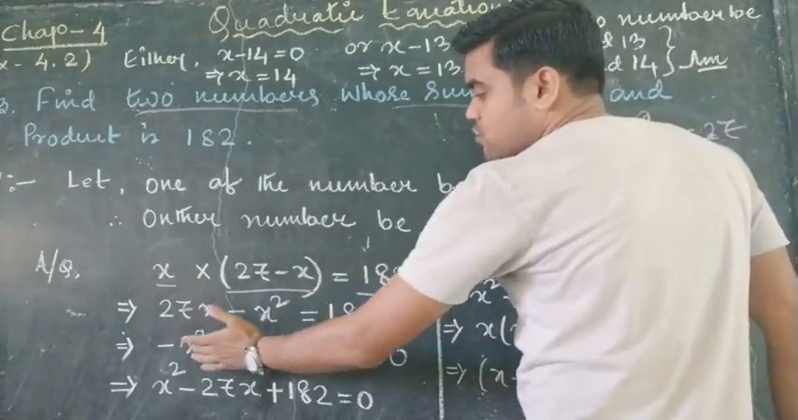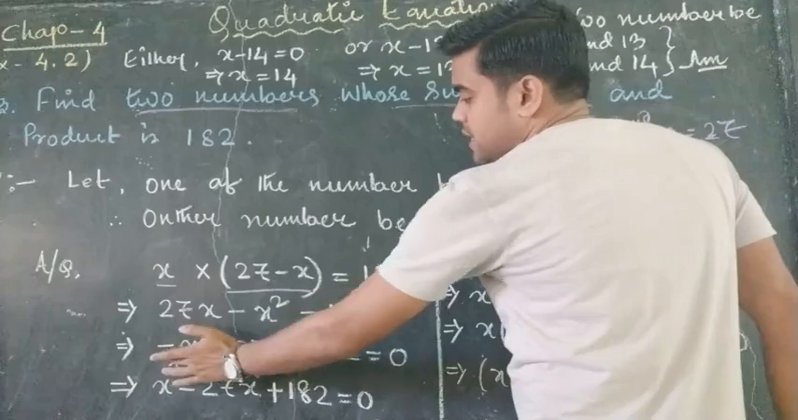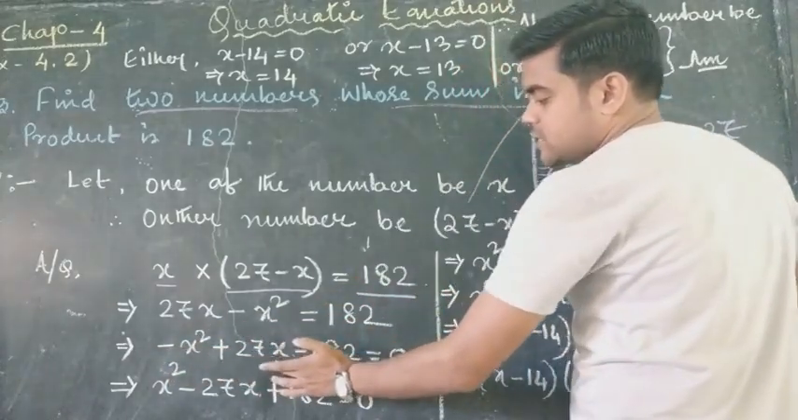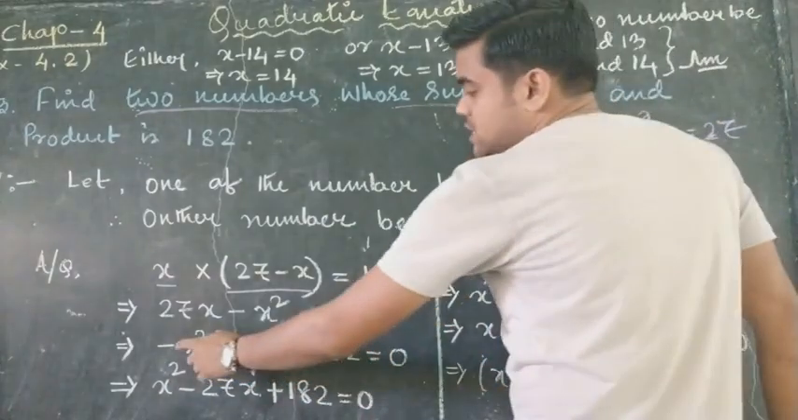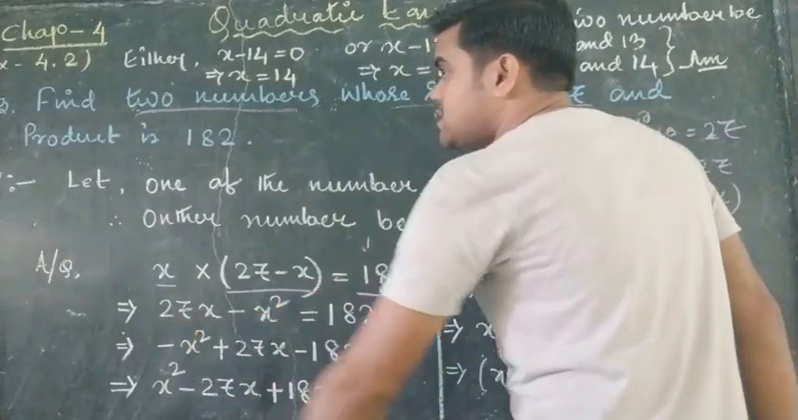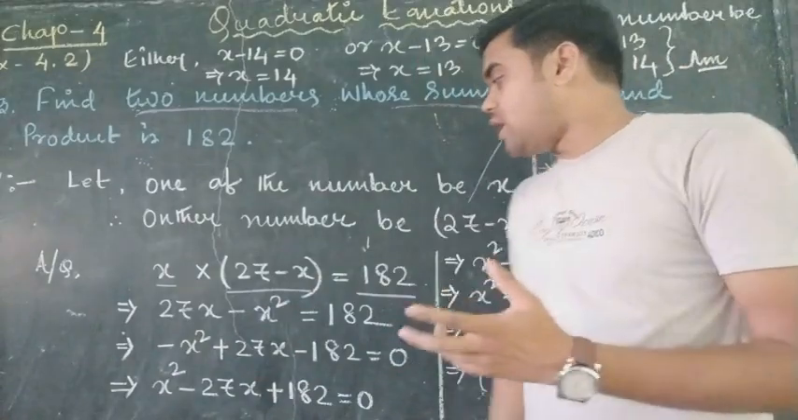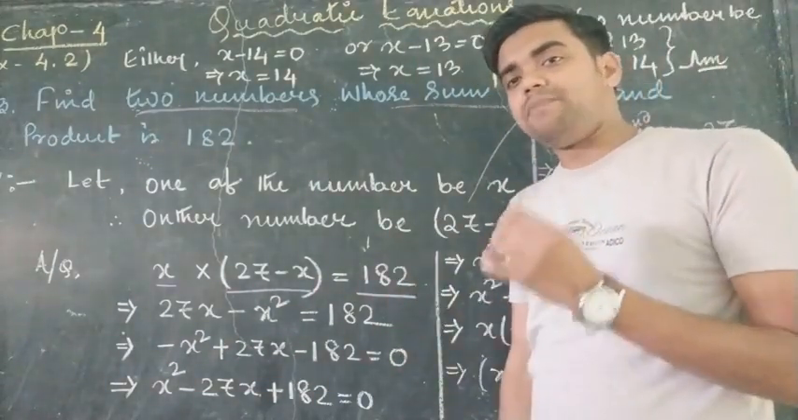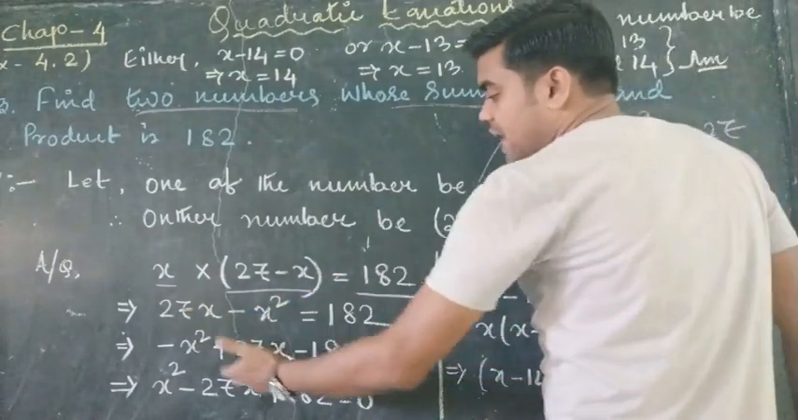The first term is the x square term, and here it is minus x square, so we write minus x square, then plus 27x minus 182 equal to 0. Now you can see the first term has a minus sign, so we remove it. How do we remove this minus sign? We multiply each and every term on both sides by minus.